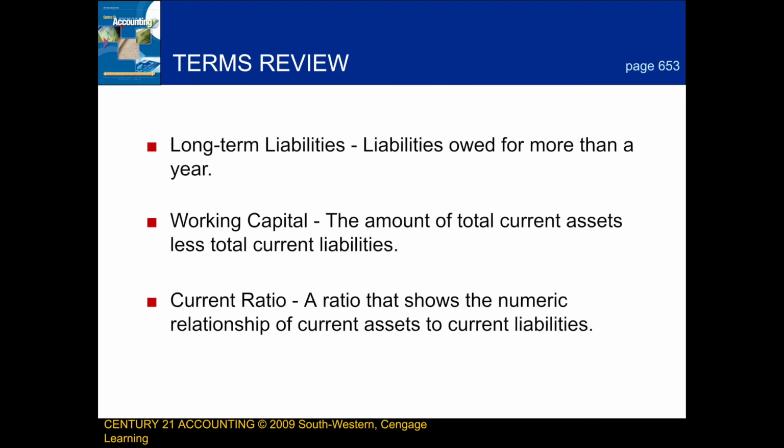Alright, so there are a few key terms that I'd like to go over before we start the accounting part of this lesson. So long-term liabilities are liabilities that are owed for more than a year. Working capital is the amount of total current assets less total current liabilities. And a current ratio is a ratio that shows the numeric relationship of current assets to current liabilities.